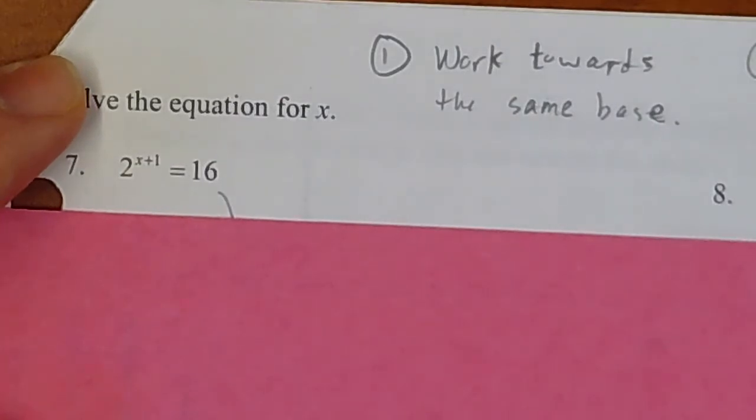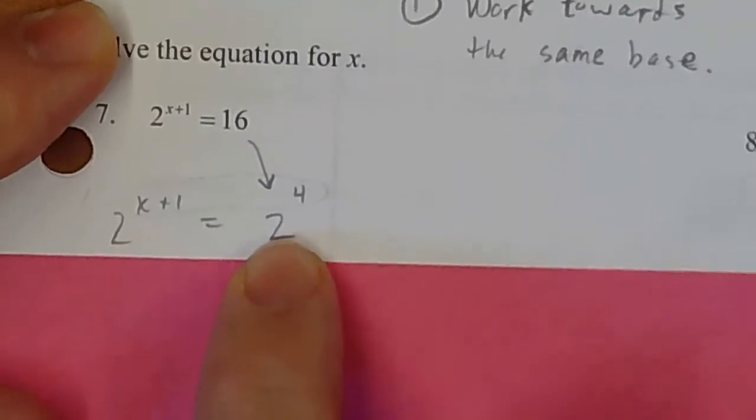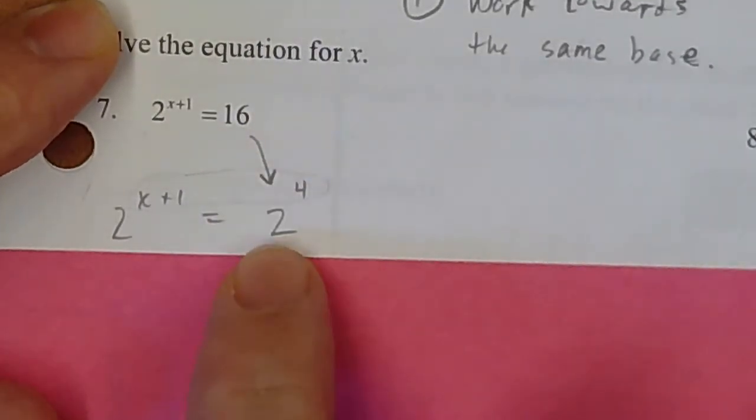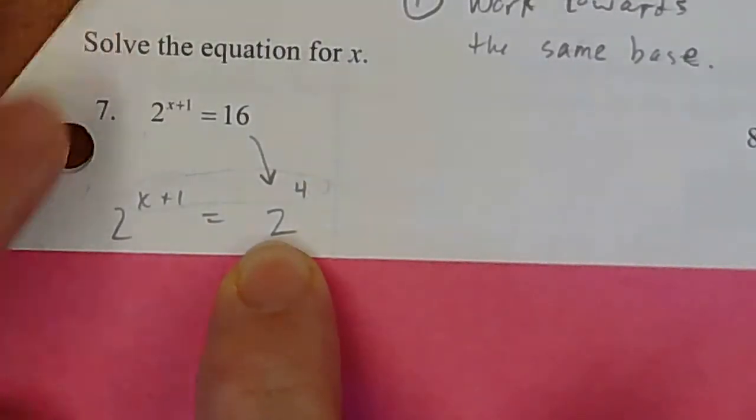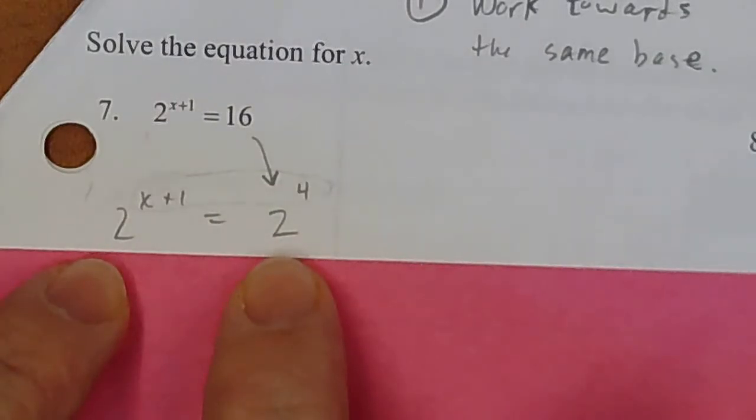2 squared is what? 2 to the third is what? And so on. 2 to the fourth is 16. So I replace 16 with something that's equal to it involving the same base.